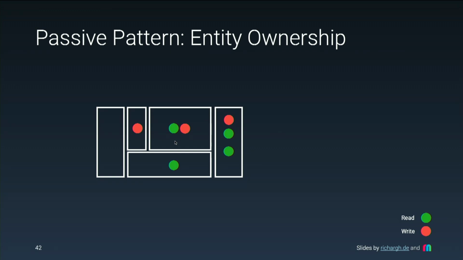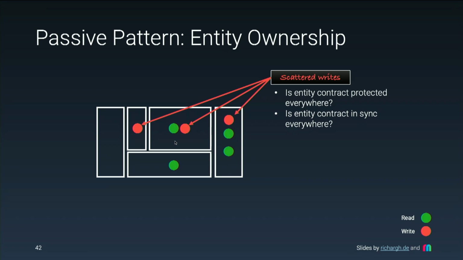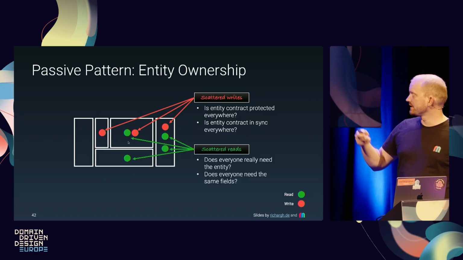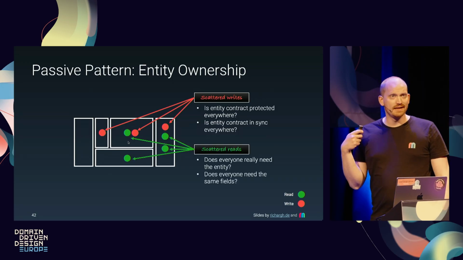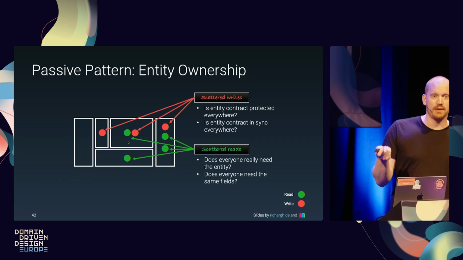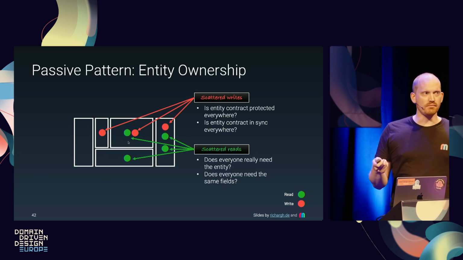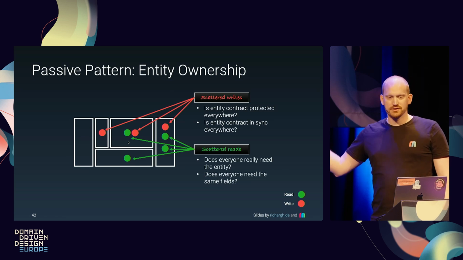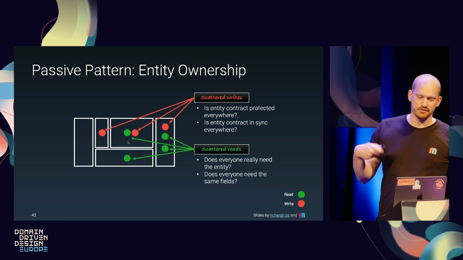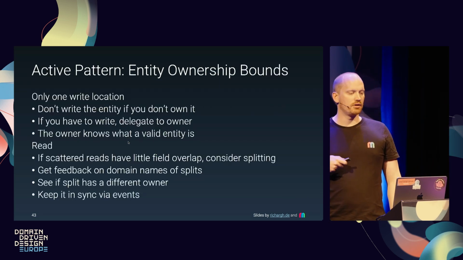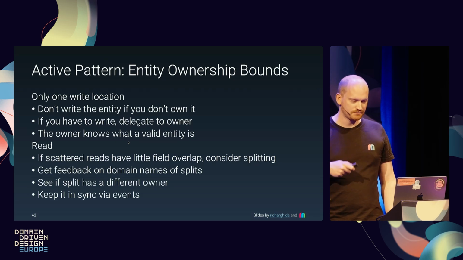And the problem about these scattered writes, again, are the same invariants? Is the same contract preserved in all places? Can you be sure that it actually works? That all the code is the same thing? About the scattered reads, does everyone really need the same entity, or are perhaps the fields separate? And again, you now have a place to start. Not the solution, but you have a place to start. And you can go for the entity ownership bounds.